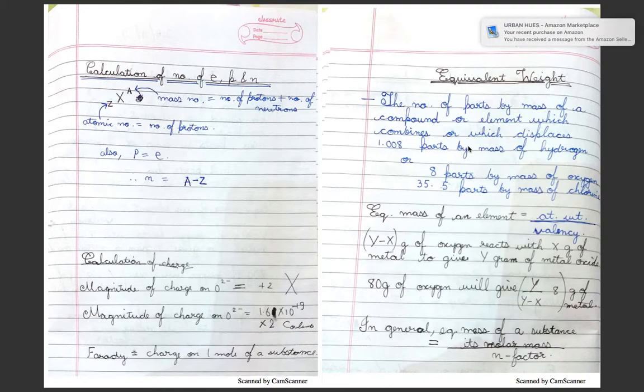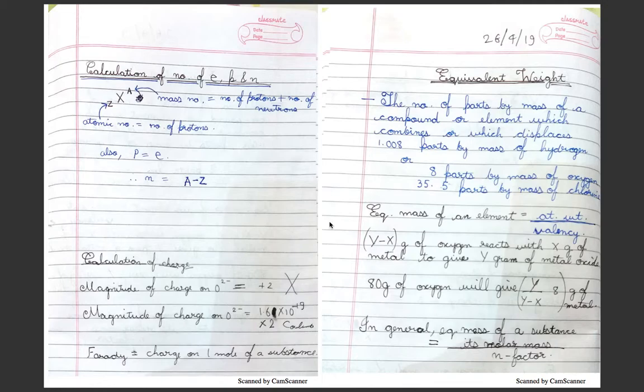If y minus x gram of oxygen reacts with x gram of metal to give y gram of metal oxide, then 8 gram of oxygen will combine with x upon y minus x into 8 gram of metal. It is just the unitary method. In general, equivalent mass of a substance is equal to molar mass by n factor.